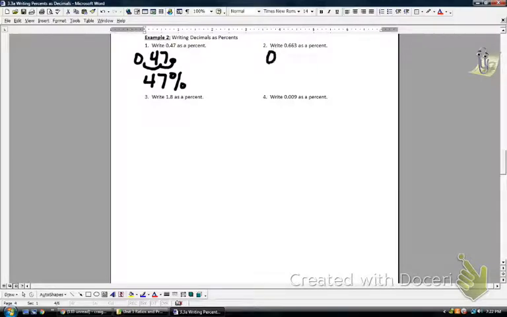Then my next one, I'm going to move my decimal point 2 places to the right. 1, 2. So I have 66.3%. So it looks like that. And it might seem weird to have a decimal point in your percent, but it's fine. That's okay. You've done it right.